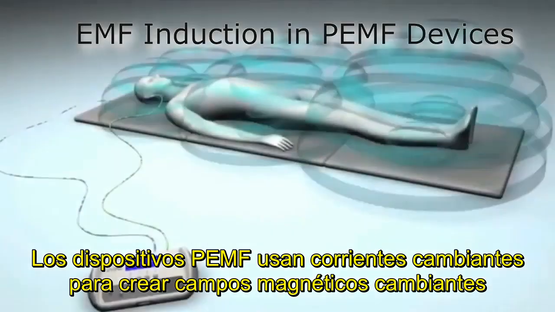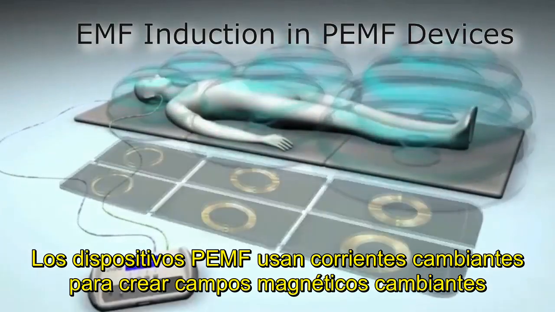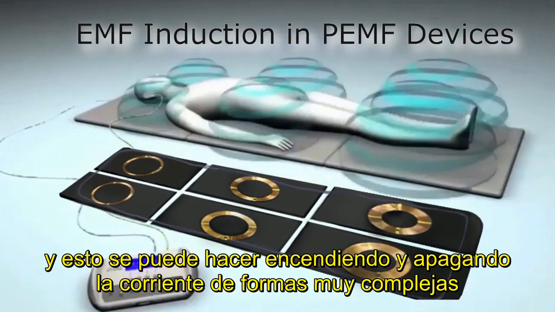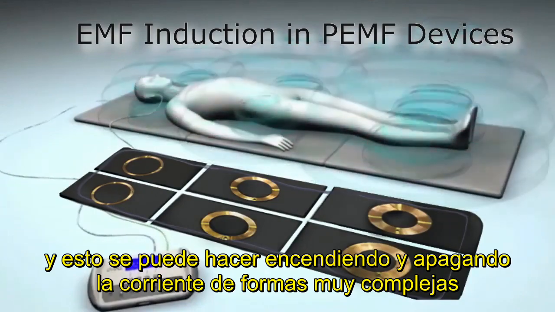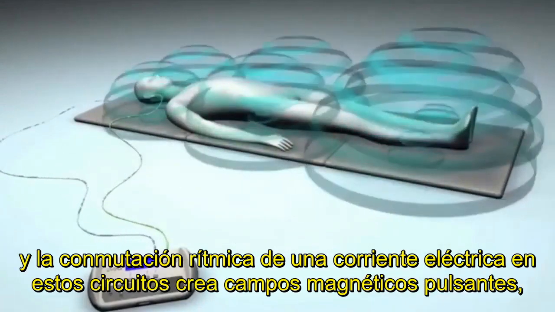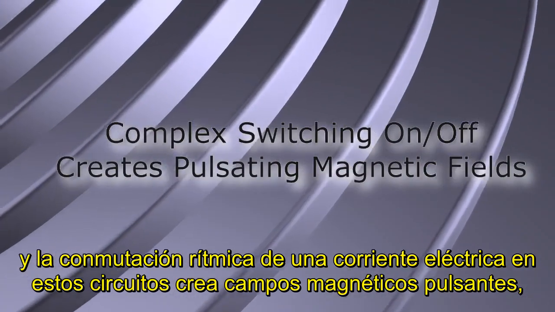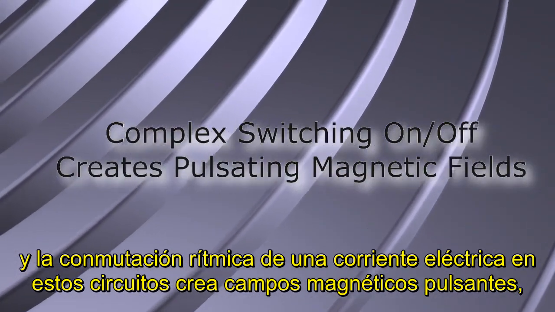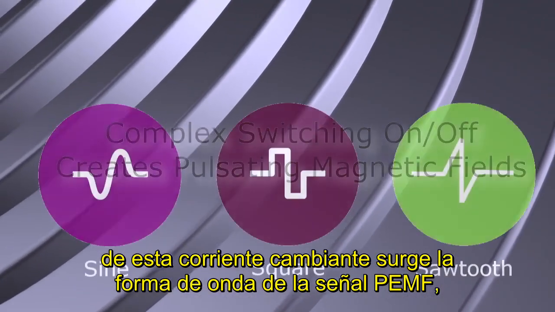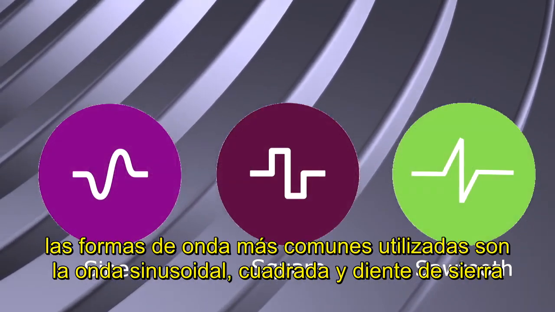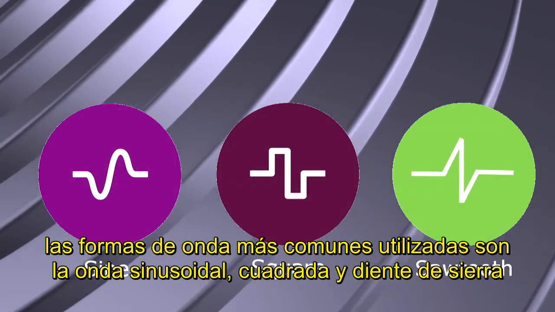PEMF devices use changing currents to create changing magnetic fields. And this can be done by switching the current on and off in very complex ways. The rhythmic switching on and off of an electric current in these current loops creates pulsating magnetic fields. From this changing current comes the waveform of the PEMF signal. The most common waveforms used are the sine wave, square wave, and sawtooth.